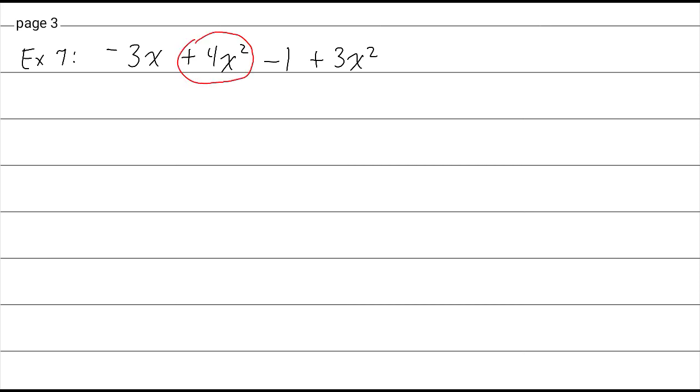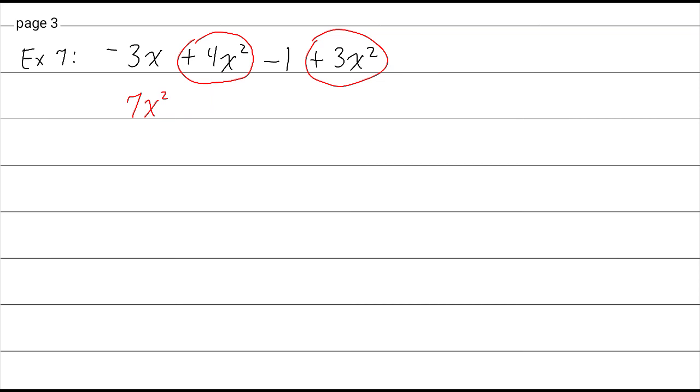Let's do another. Example 7. Negative 3x plus 4x squared minus 1 plus 3x squared. Okay, for this one, I see multiple terms that have x, right? But they're not all alike. Well, which ones are alike? This positive 4x squared and this positive 3x squared, right? They're the same variable with the same exponent. So I could put those two together. 4x squared plus 3x squared is 7x squared.